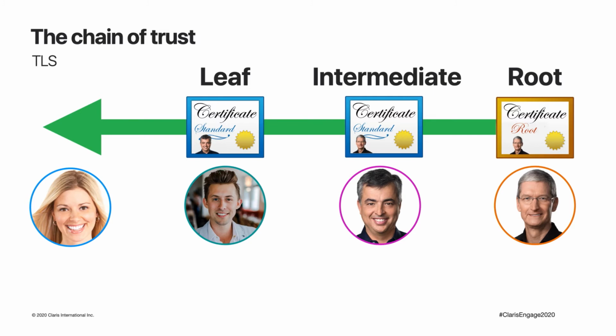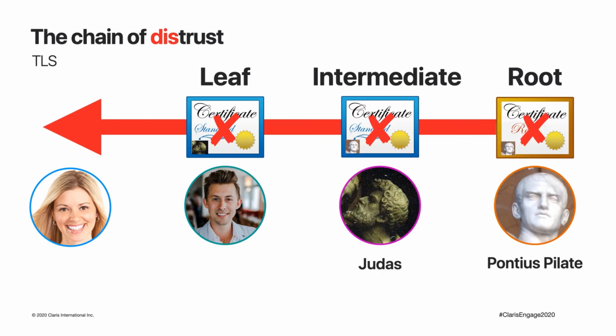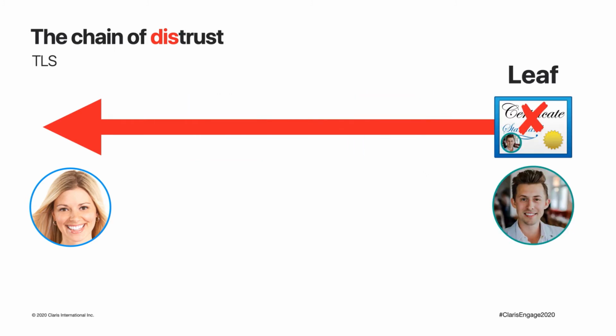If there's a chain of trust, there's also a chain of distrust. If you don't trust Pontius Pilate, you will not trust Judas, and you will also not trust Jack. The same happens, in fact, with a self-signed certificate. If Jack would sign his own certificate on behalf of Apple and say, look, this is my proof, I've signed it myself, Emma would not trust him at all.